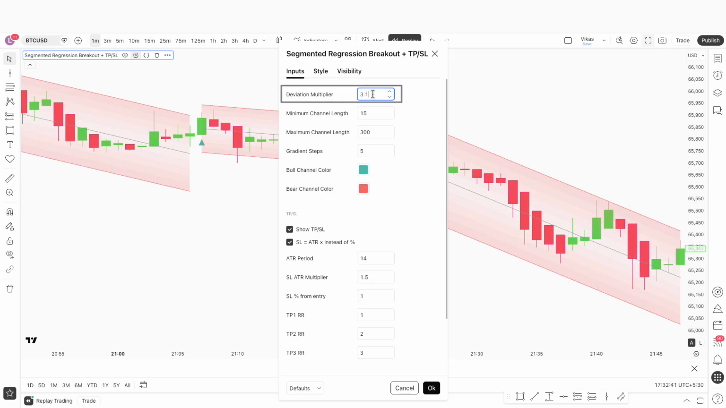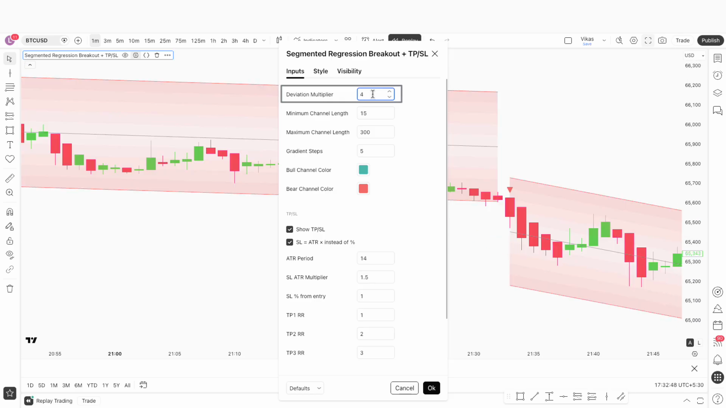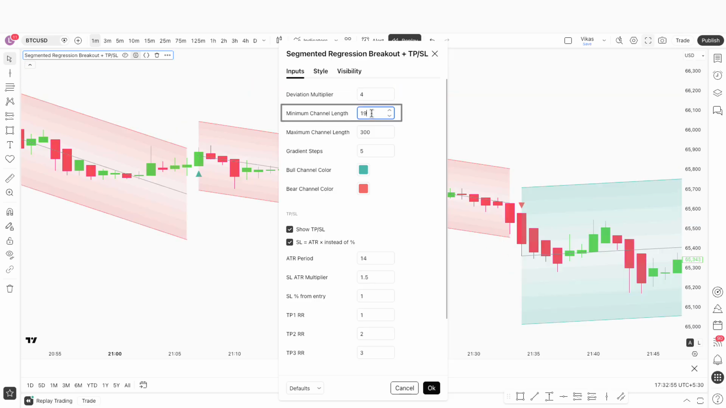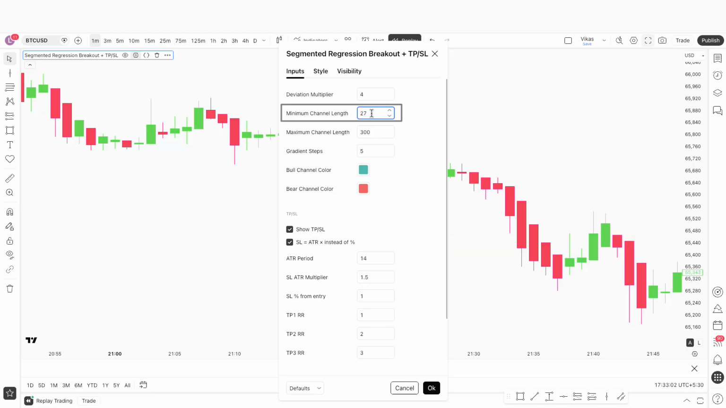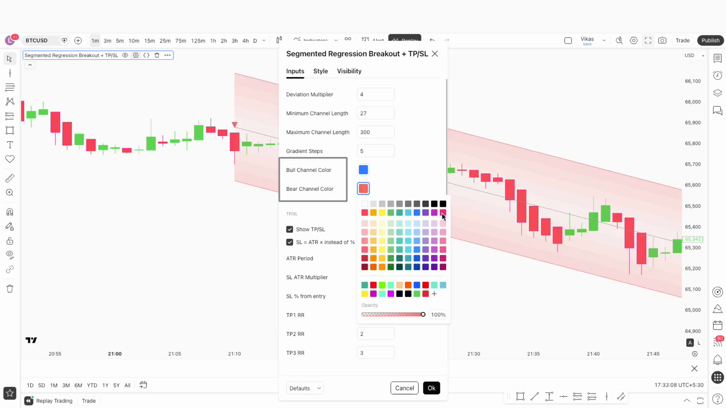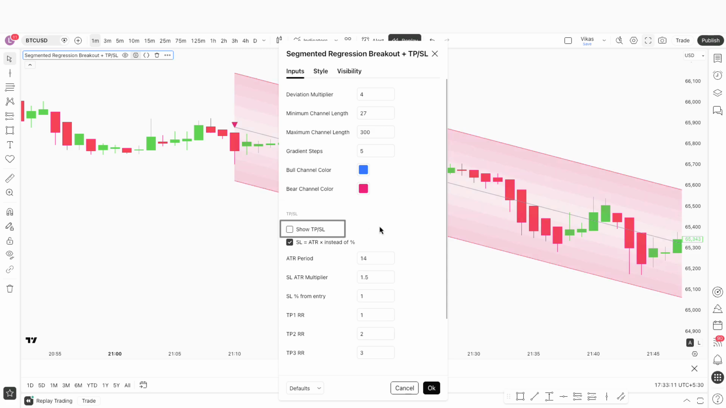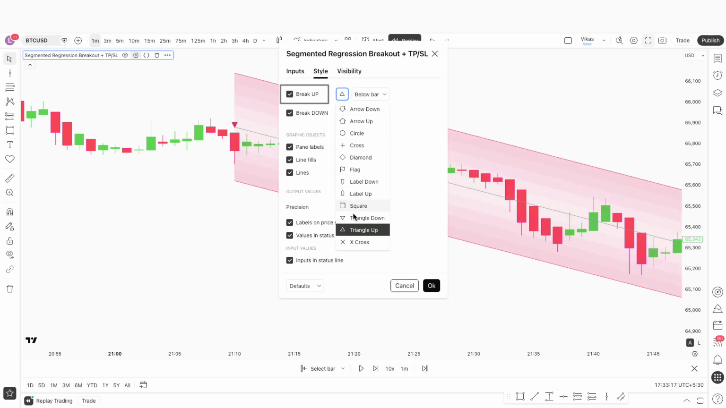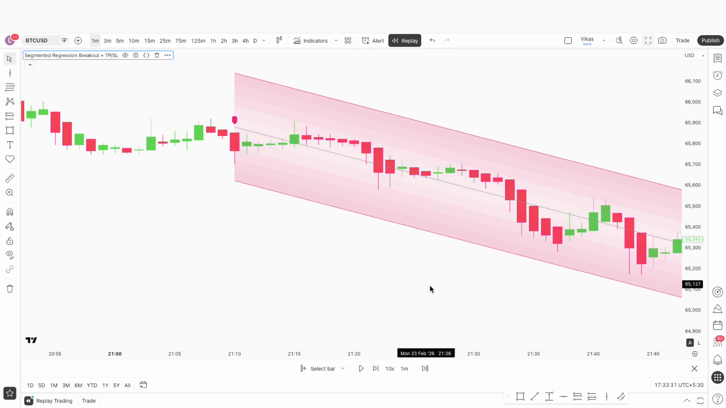First, we change deviation multiplier 1.5 to 4. After that, change minimum channel length 15 to 27. After that, change bull channel color and bear channel color. We have to keep these options hidden. After that, change break up and break down triangle to label. We have to keep these options hidden. Here everything is fine after that. Click OK. Now we'll add one more indicator to make this strategy more powerful.